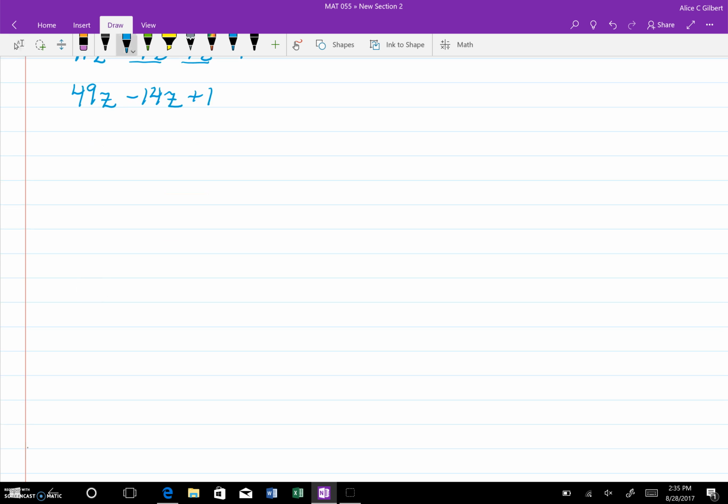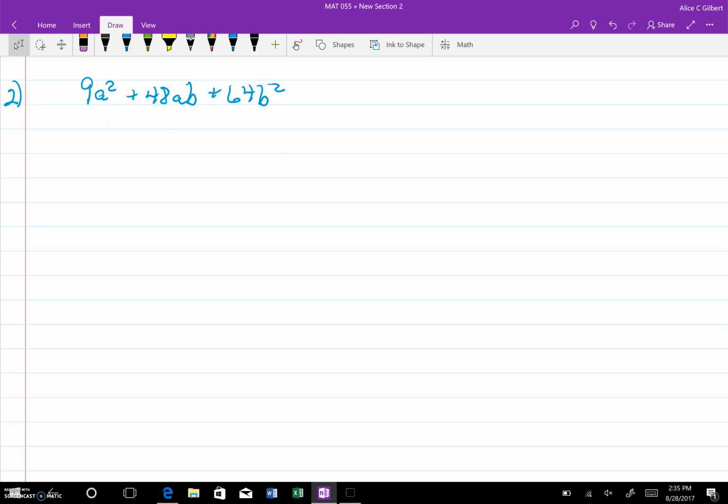So let's do another example. How about this one? 9a squared plus 48ab plus 64b squared. Okay? So, rule number 1, any greatest common factors? Well, there are not any greatest common factors. Rule number 2, is it a special factoring form? Well, maybe. We don't know yet.